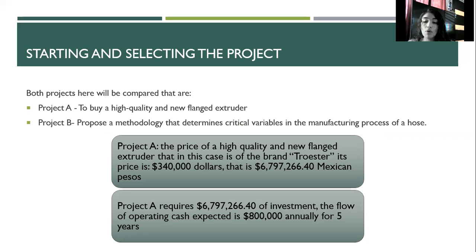The cost of the thruster extruder is 6,795,266.40 Mexican pesos. It's a lot. And project A requires that quantity of money of investment with the operating cash flow expected of 800,000 annually for 5 years.